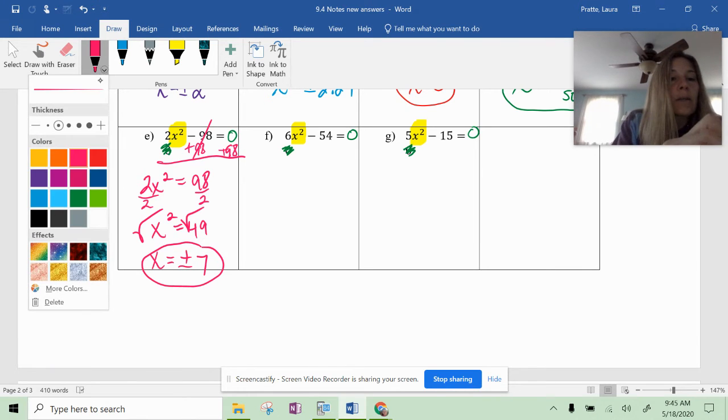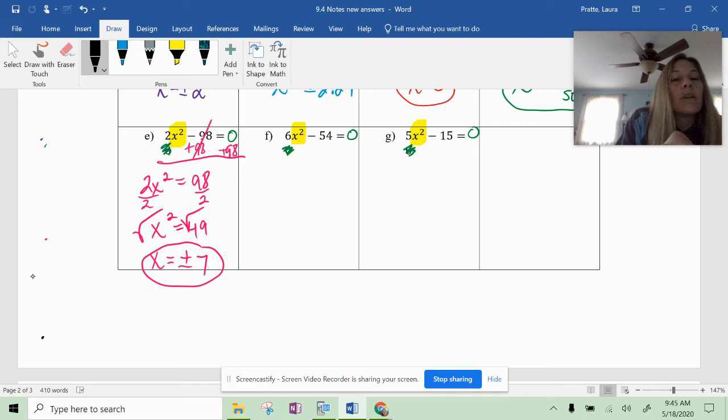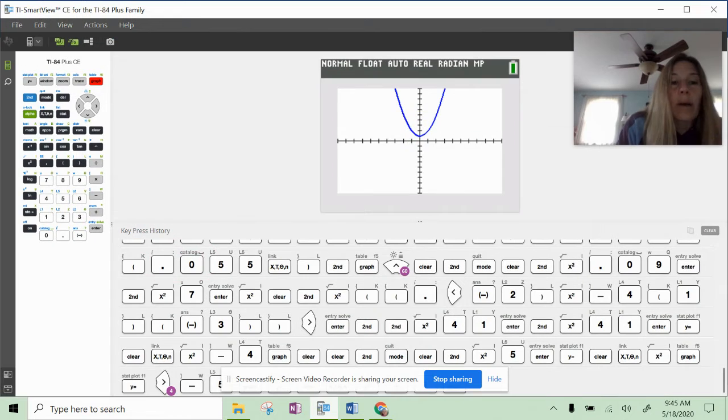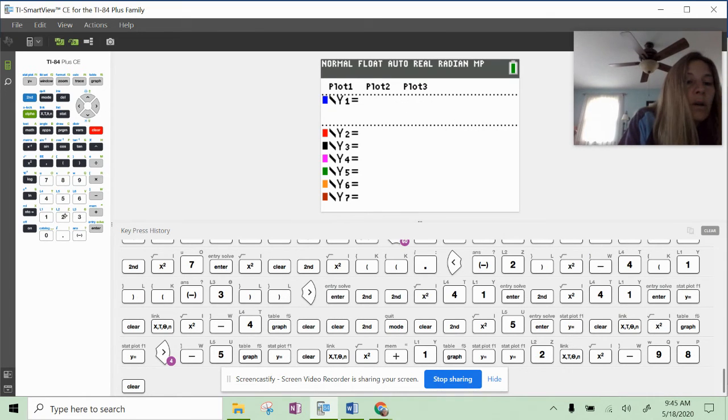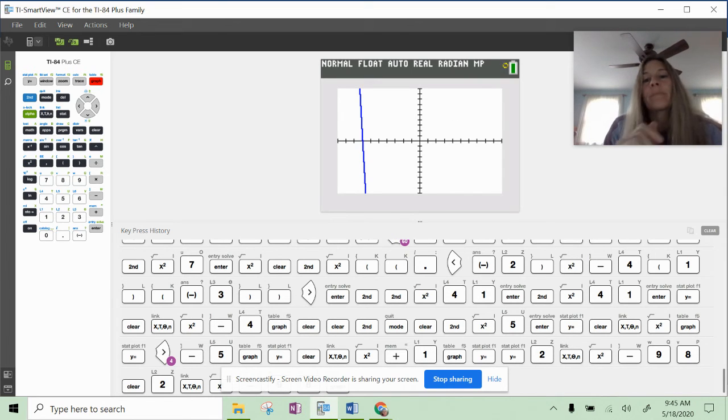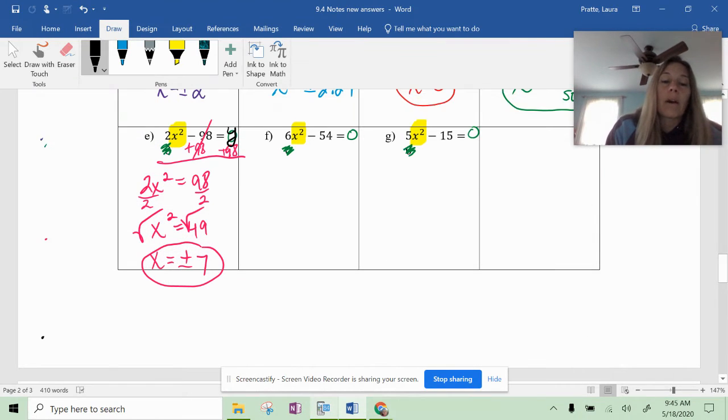Now, if I wanted to check this on my graphing calculator, this equation, instead of equaling 0, you could have it just equal y, and then I could put in 2x squared minus 98. So you can see what it looks like. So 2x squared minus 98, and graph it. And you can see those two x-intercepts at 1, 2, 3, 4, 5, 6, 7, and negative 1, 2, 3, 4, 5, 6, 7. So the vertex is probably way down here because of that 98, but you can still see the x-intercepts on the graph there.